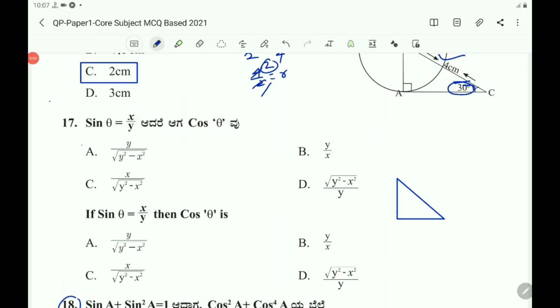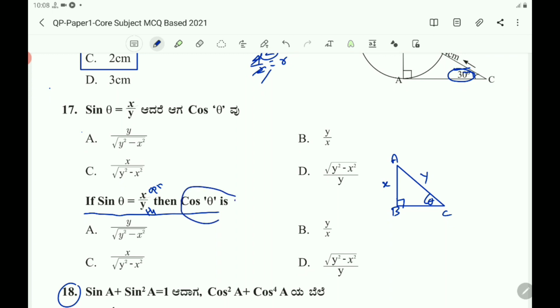The same question in the English medium. Take the theta, sin theta is given, we have to find the cos theta. If sin theta equals x by y, then cos theta equals what? We consider the triangle ABC in which angle C is theta and angle B is the right angle. Now for sin theta, you know that it is opposite side by hypotenuse, O by H. The opposite side is AB, that is given as x, and the hypotenuse is y.